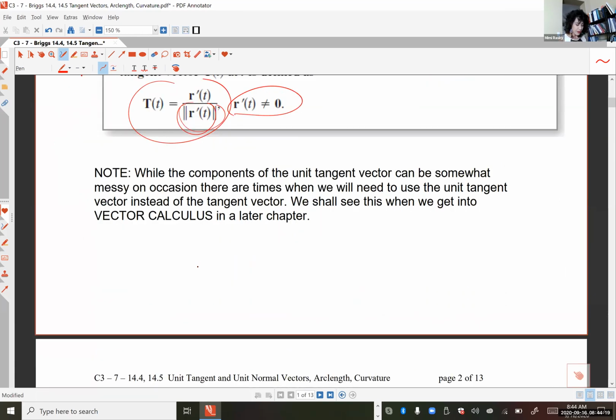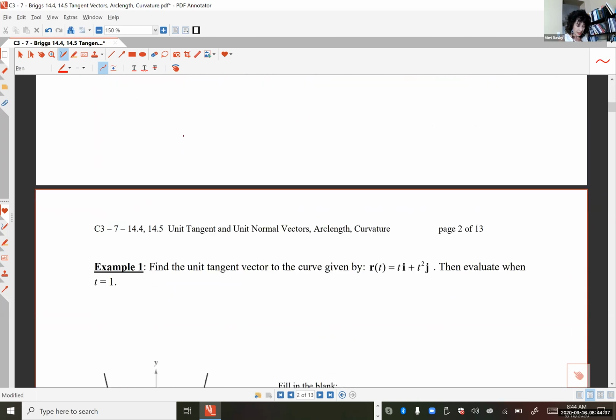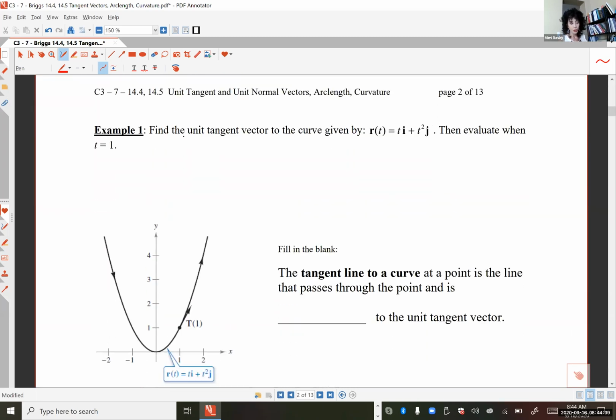Now, sometimes getting the unit tangent vector can be somewhat messy, especially if you use a whole bunch of nasty derivative rules like quotient rule and chain rule all at the same time. I think I put a problem or two in your homeworks so you could have fun with that. But I'll keep it kind of easy for the lecture purposes. Okay, so let's start with an easy example of getting the unit tangent vector.